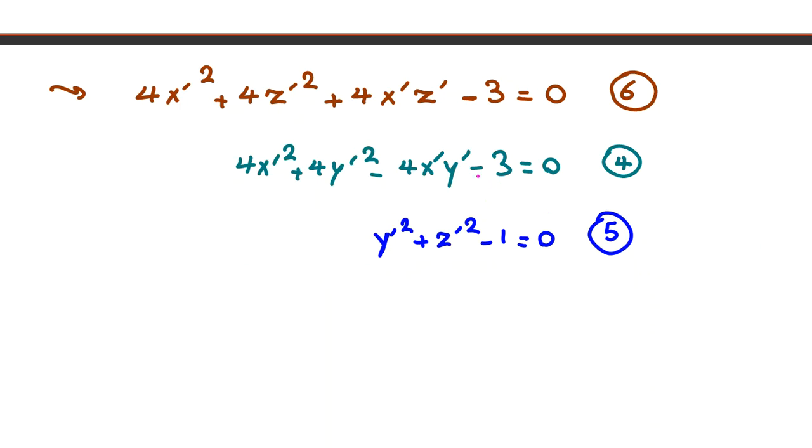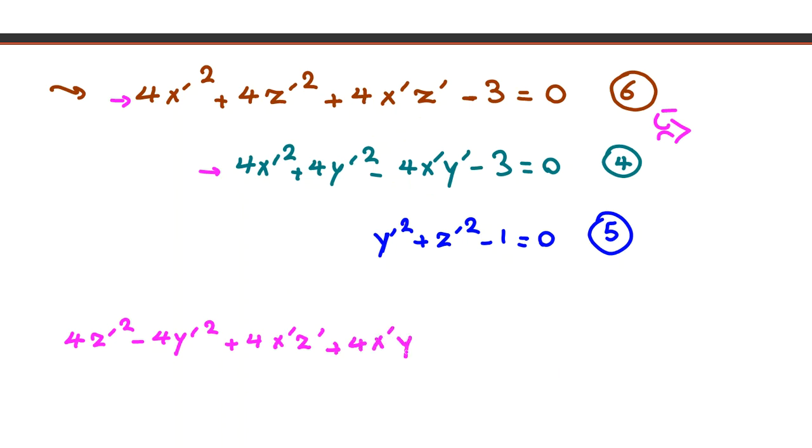And as you can see, two of the equations are similar. This one and this one. Look, we have 4x prime squared, 4z prime squared here, y prime squared. Here it is plus, here it is minus, we have negative 3. So I've told you in a previous problem, when we have similar equations, we should do what? We should subtract. So if we subtract, 4x prime squared minus 4x prime squared will be cancelled. 4z prime squared minus 4y prime squared, 4x prime z prime plus 4x prime y prime equal to 0. Negative 3 minus negative 3, 0.